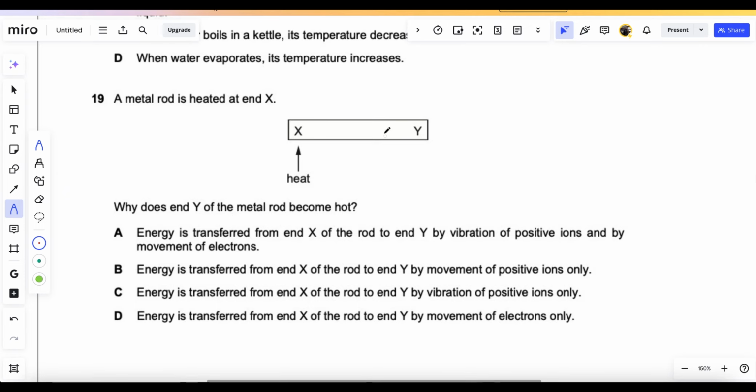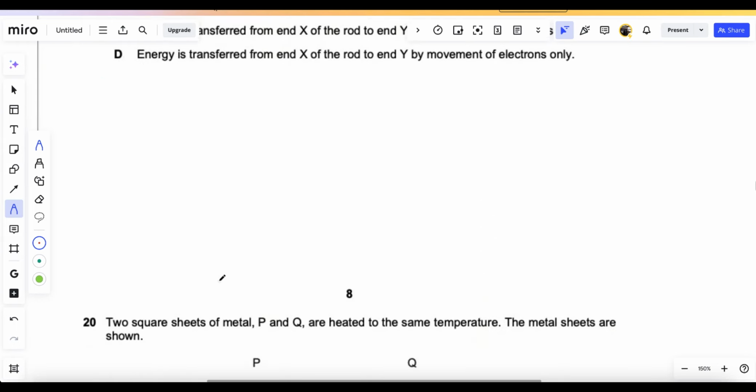Heat is transferred by conduction, right? So you say energy is transferred from end X of the rod to end Y by vibration of positive ions. That's correct. Metals are positive ions, so by vibration of positive ions and by movement of electrons. Yes, vibration of the positive ions and movement of electrons. A is correct, right? Should we read the rest or move on? I think this is absolute. We'll go on.